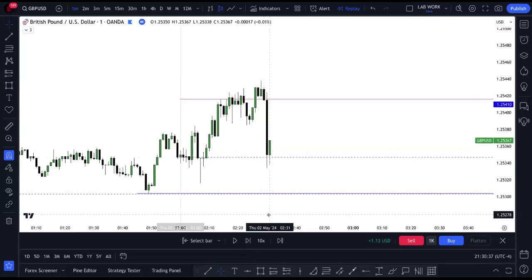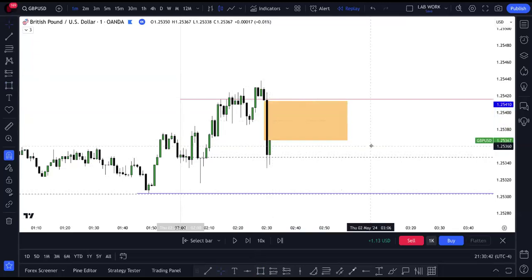There we go. Fair value gap. Do we have our entry idea? Yes, we do. Here it is. And there goes the swing low inside the fair value gap.